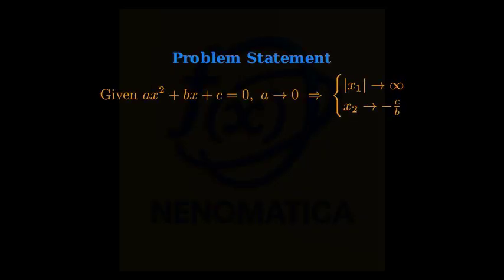In this lesson, we will prove a special result about the roots of a quadratic. Consider the equation ax squared plus bx plus c equals 0. As a approaches 0, show that one root goes to infinity in magnitude, and the other root approaches minus c over b. Before the algebra, let us build an intuition.